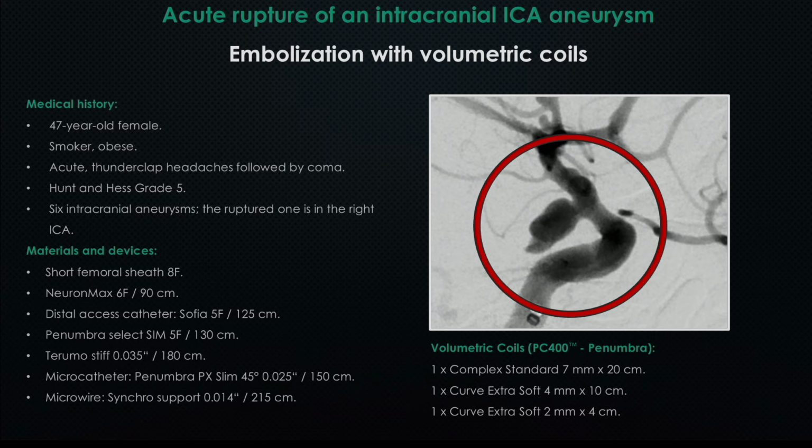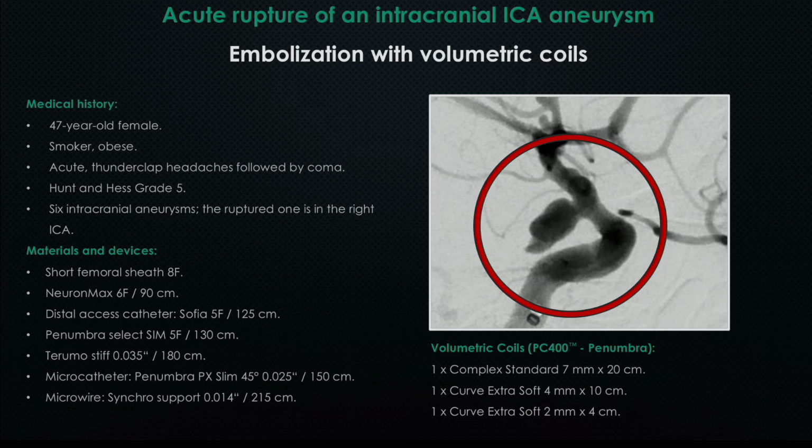Today we have an acute ruptured intracranial aneurysm of the right ICA, which we've occluded with volumetric coils. Volumetric coils have some advantages, for example, the reduction of the intervention time and the needed number of used coils. And as you can see, the aneurysm was occluded using only 3 volumetric coils.